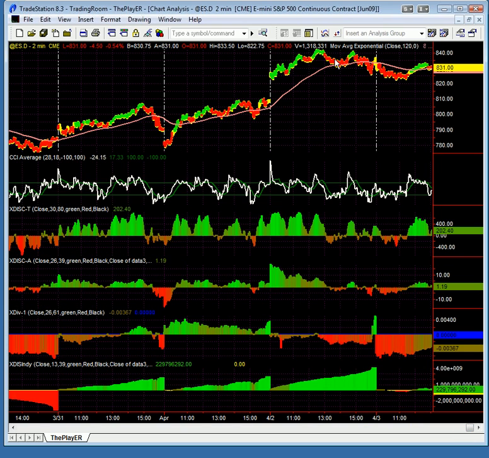but a very nice move from 780 to 840 within, we'll call it, a day and a half. So those expecting the market to move higher certainly could have taken advantage of this bear trap, and a nice move higher to the amount of about 60 to 70 points in the S&P in about a day and a half.